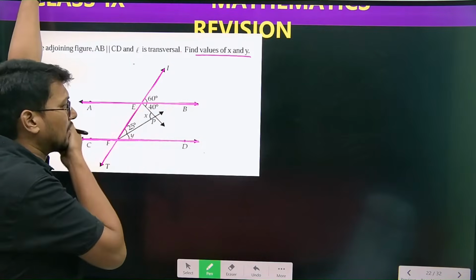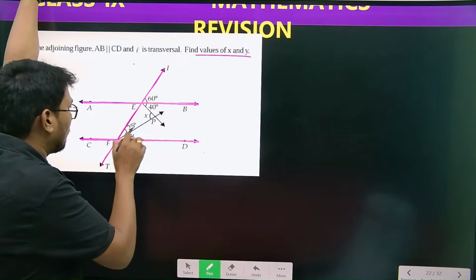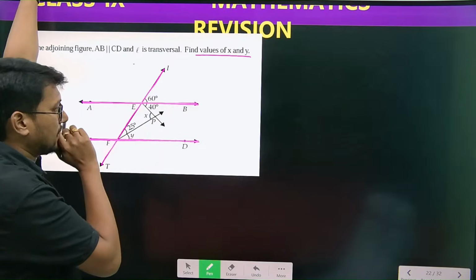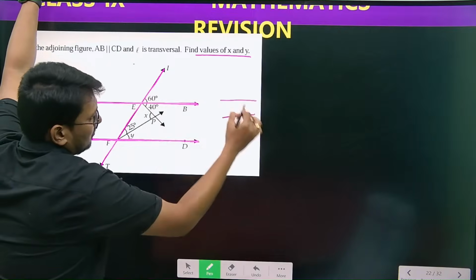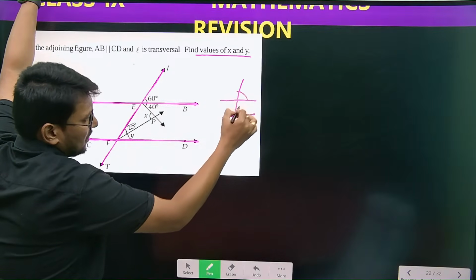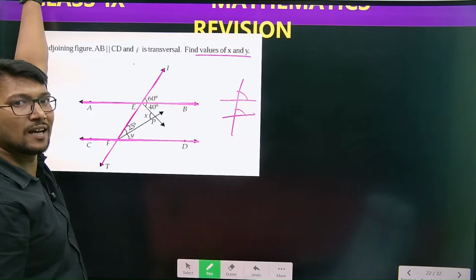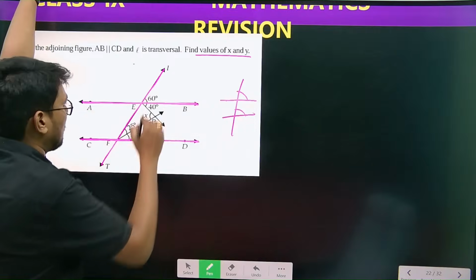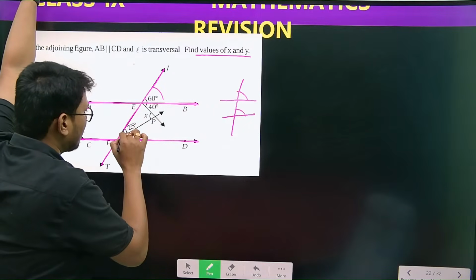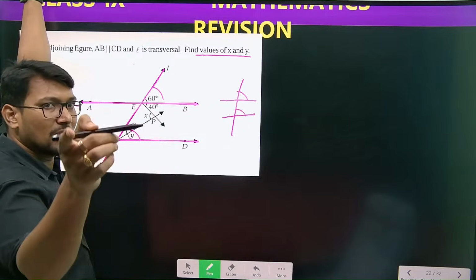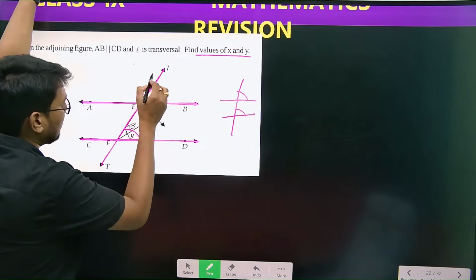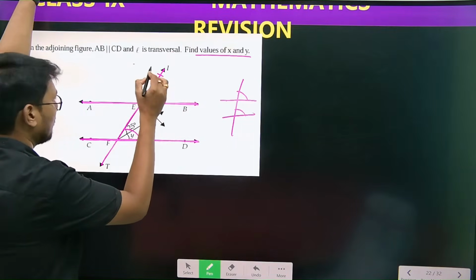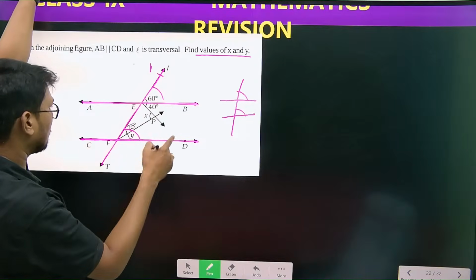And the remaining are given already. Now we have to find this x and this y. If these two lines are parallel, then these two angles are corresponding angles, yes or no? So this angle and this whole angle are equal, right? Let me name this angle P.